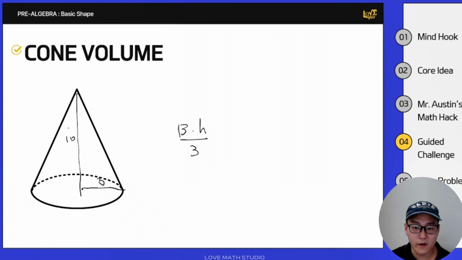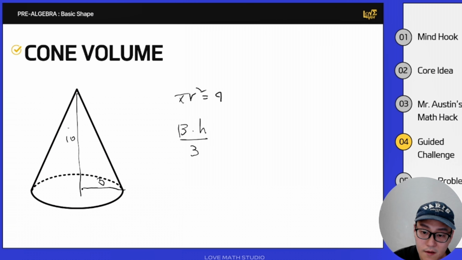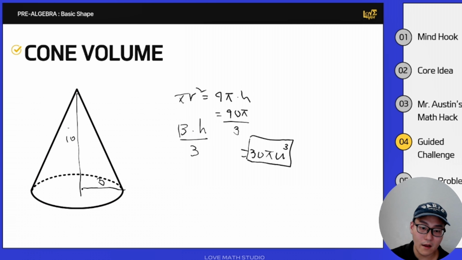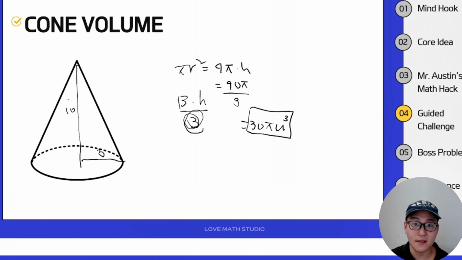And then our volume of cone is pi r square, which is 9 pi, times height, which is 10, will give you 90 pi, and divide by 3, which is 30 pi, is our unit cube, our volume. So just remember, if the top is cone or pyramid, you always have to divide by 3. Just remember that. And that's it for today's lesson.